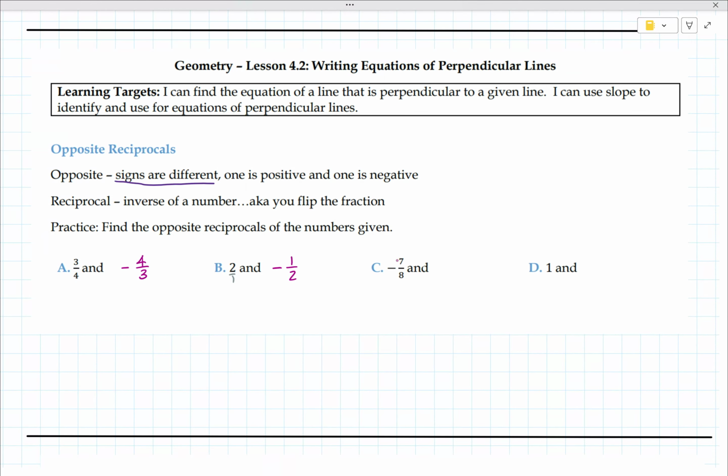All right, checking our answers. So C is negative, so our opposite is going to be positive. And we're going to have a positive 8/7. And then for D, 1 is really over 1, so it's not really going to change our answer. We're going to mainly just change the sign here. All right, let's go ahead and give this a go.